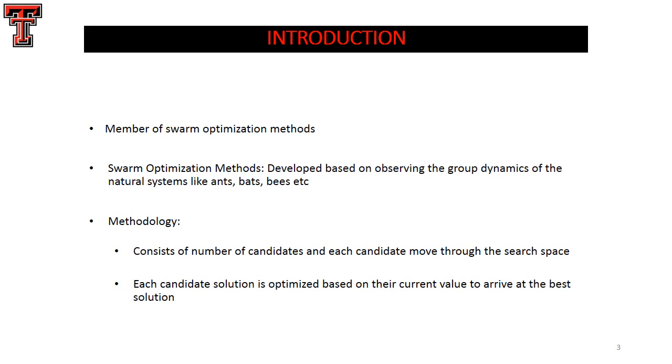Each of the swarm optimization methods consists of a number of candidates or searching agents, and each candidate or searching agent walks randomly through the given search space, generating their own set of solutions. Each candidate solution is then optimized based on the current value to arrive at the best solution.